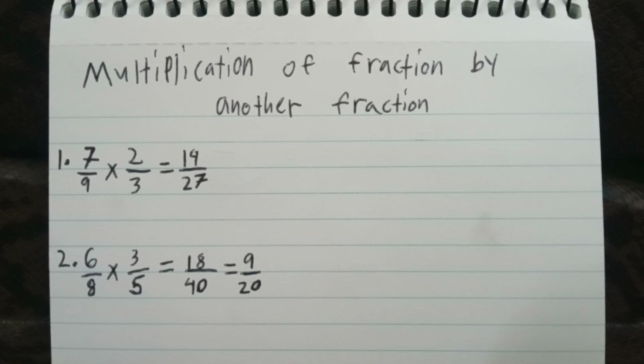6 over 8 times 3 over 5. So let's start multiplying the numerators again. 6 times 3 is 18 and 8 times 5 is 40. Can we simplify that? Yes. They are both divisible by 2. So 18 divided by 2 is 9 and 40 divided by 2 is 20. And that's our final answer.